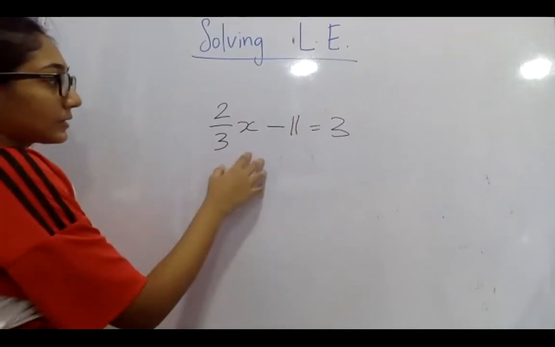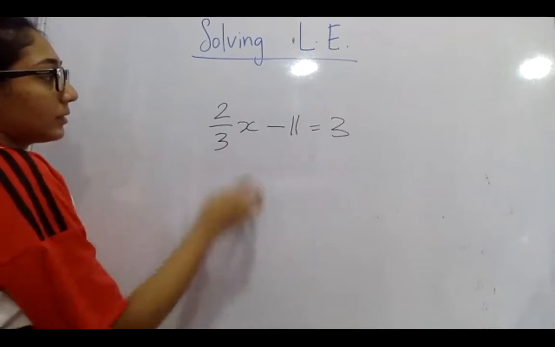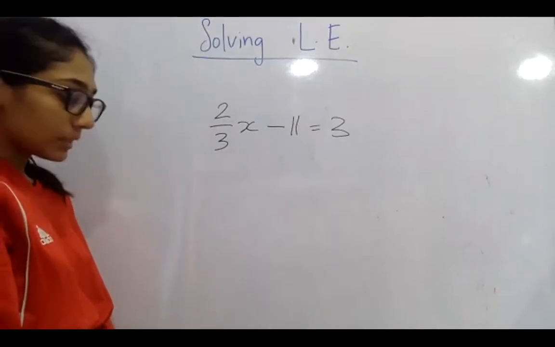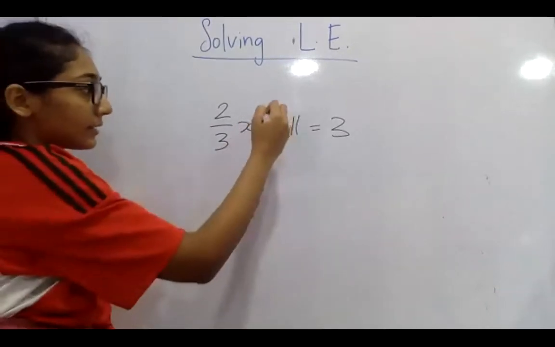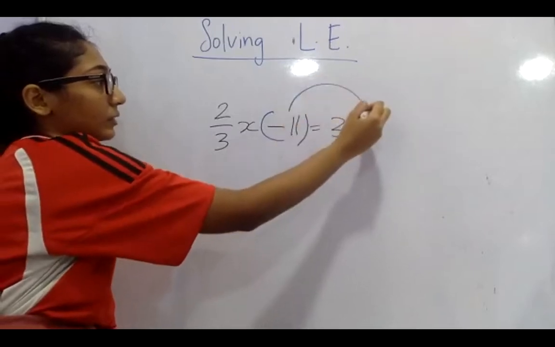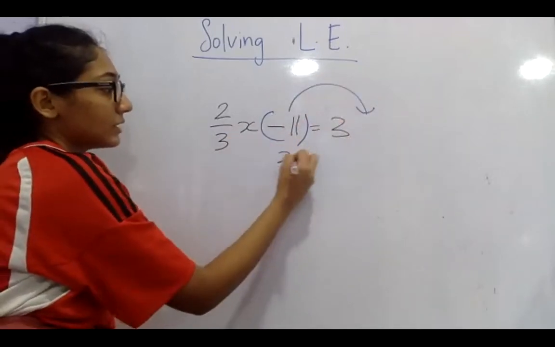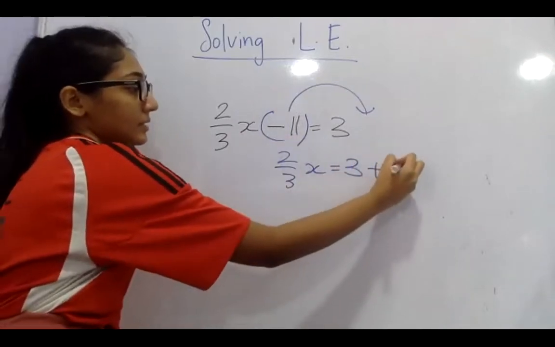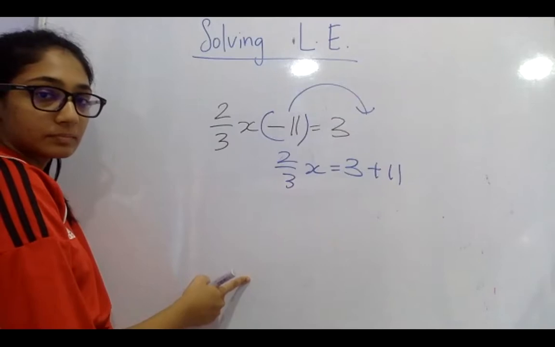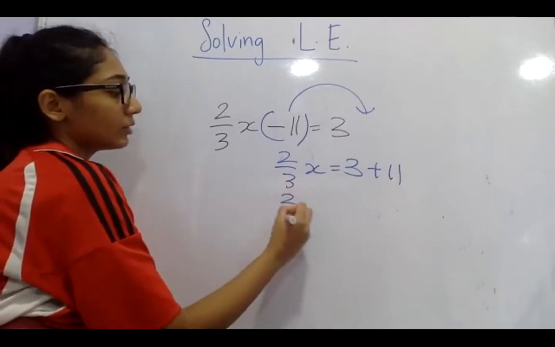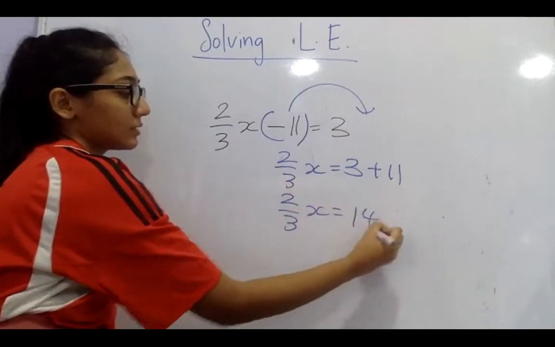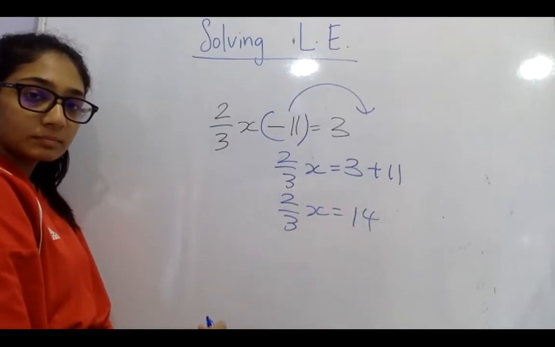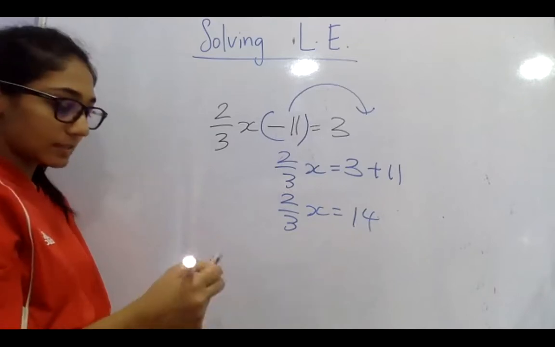2/3 x minus 11 equals 3. That means something minus 11 is equal to 3. So same thing, I take the numbers and shift them to the other side first. So I leave this here. 3 minus 11 becomes plus 11. So 2/3x equals 14. Everyone okay so far? Yeah, I'll take that as a yes.